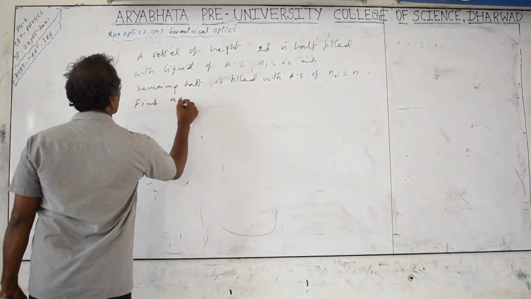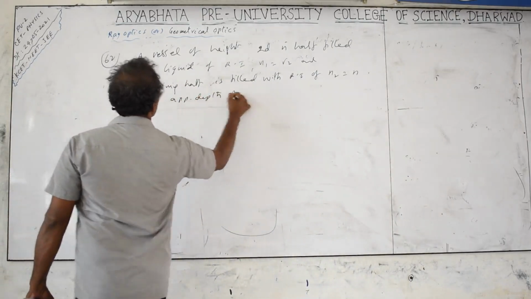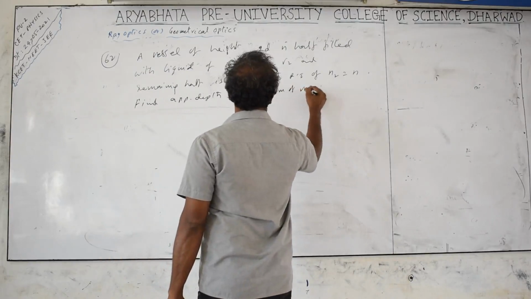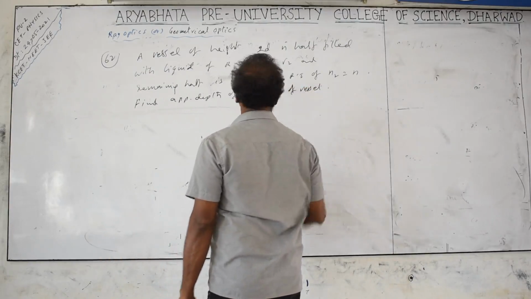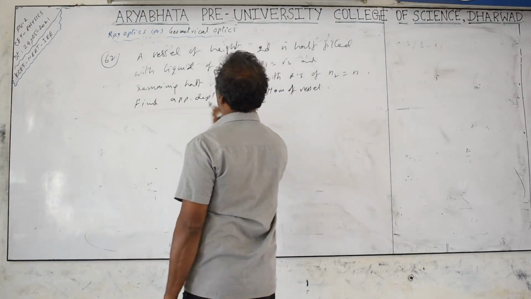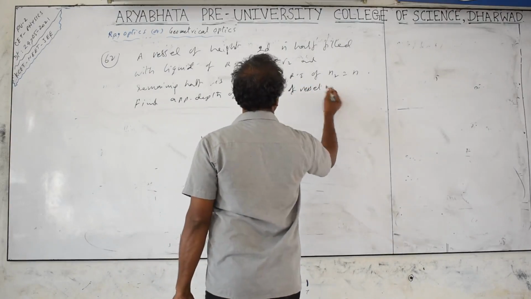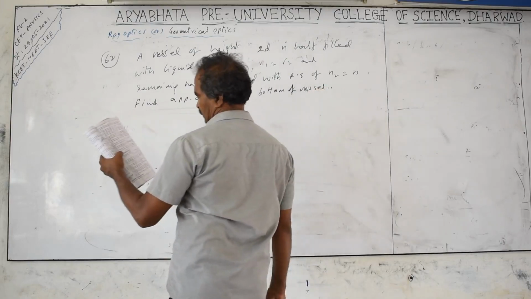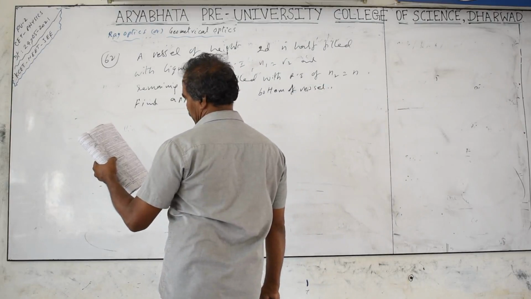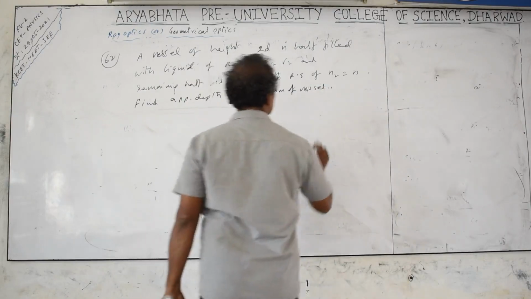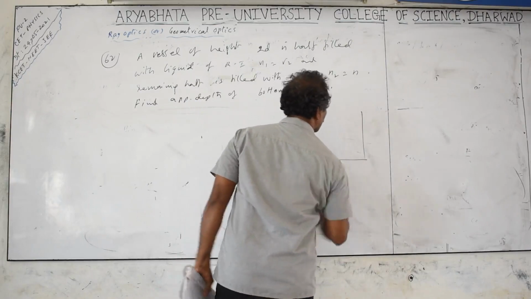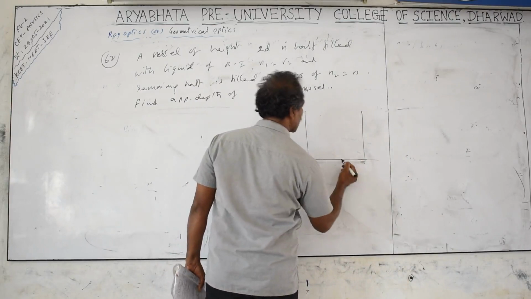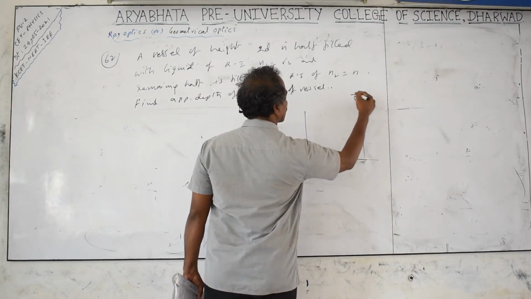Find the apparent depth of the bottom of the vessel, that is, the apparent depth of the bottom as visible from the outside. Neglect the thickness of the bottom of the vessel. This is a glass vessel, and the bottom is visible from the air.